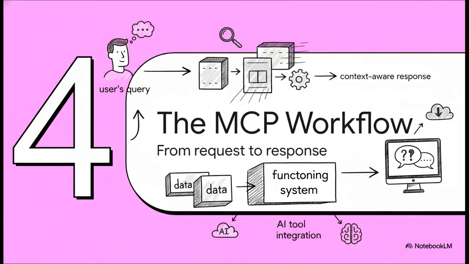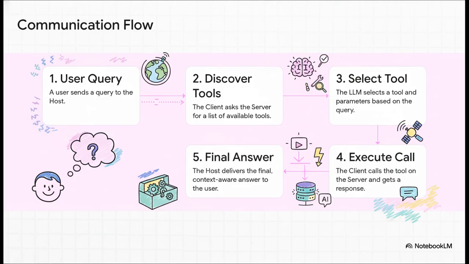So we have our four components: the host, the client, the server, and the tool. Now let's see how they all work together in a beautiful little dance. We're going to trace a typical request as it flows through the whole MCP workflow, all the way from a user's question to the final answer. The whole process really breaks down into 5 simple steps.